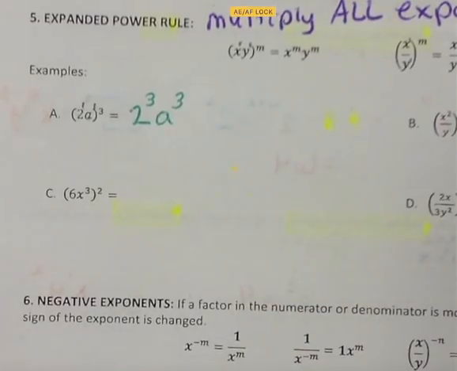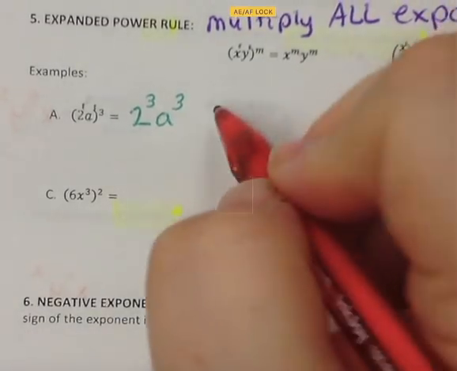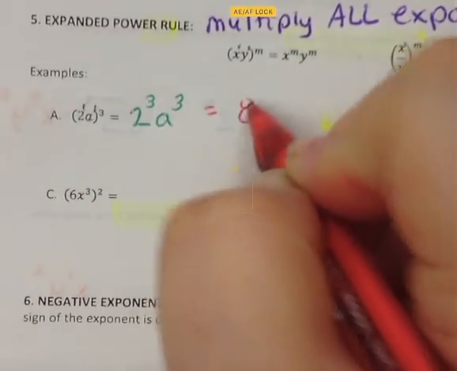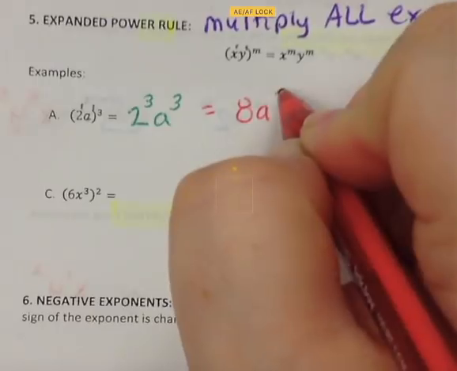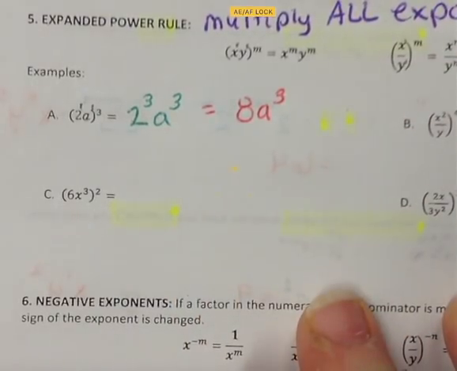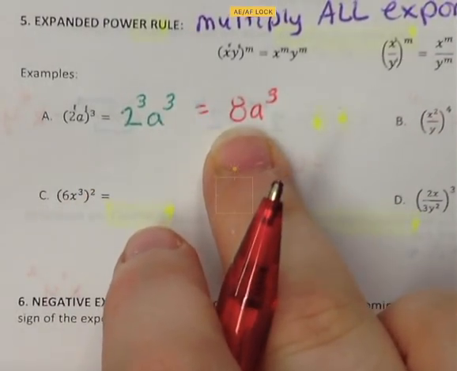So 2 to the third is actually equal to 8. So we have 8. This 2 to the third becomes 8. A to the third stays as a to the third. And that's our simplified answer. We cannot go any further from there.